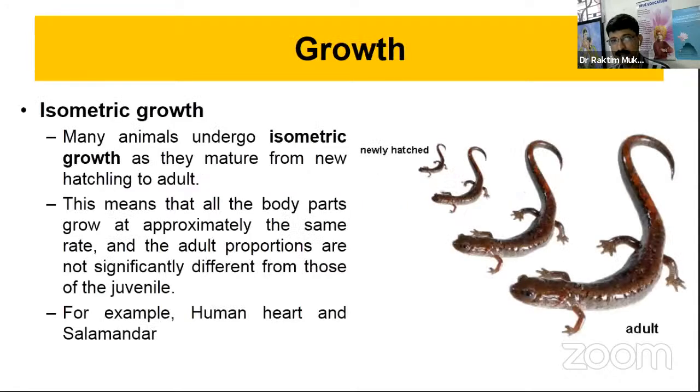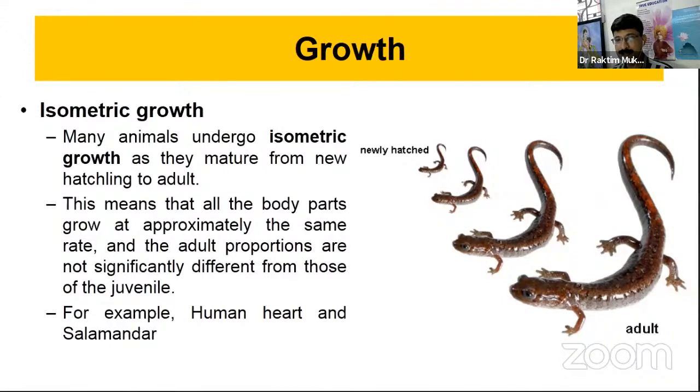First, we will talk about isometric growth. There are many animals which undergo isometric growth, and while they mature from new hatchling to adult, all the body parts grow at approximately the same rate. So there is a symmetrical body growth. At the same rate, the entire body growth takes place, and the adult proportions are not significantly different from that of the juvenile.